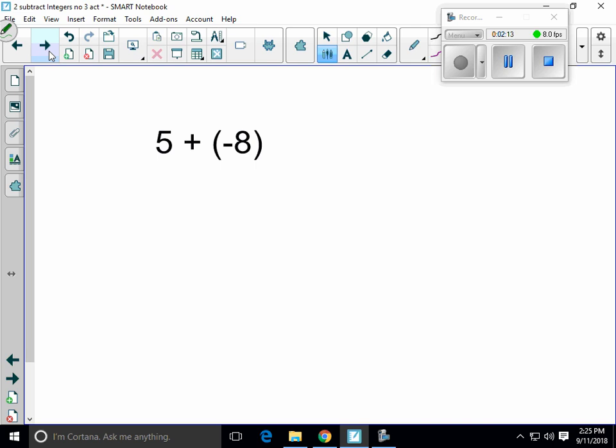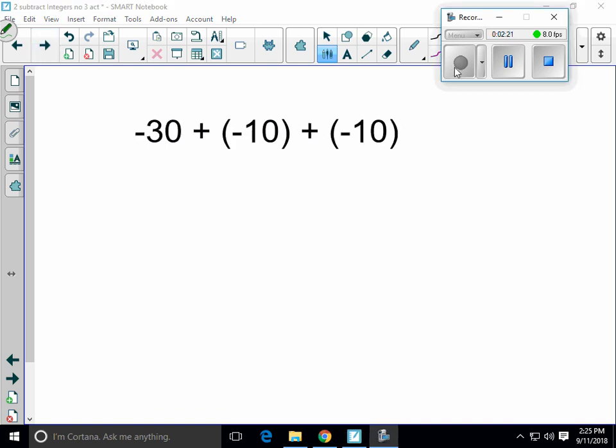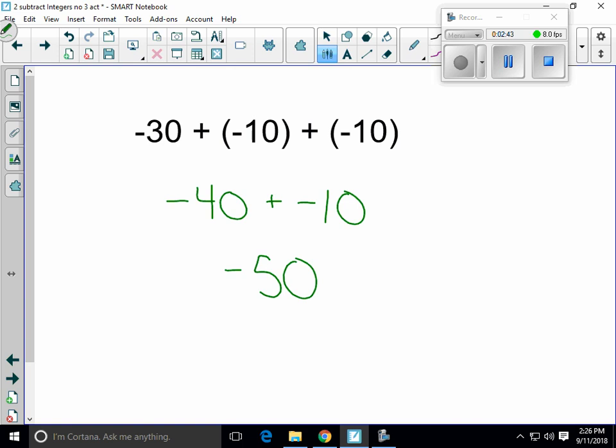5 plus negative 8. What is the answer to this one? Negative 3. Okay, and we'll do 3 more that have 3 numbers. Okay, so let's do negative 30 plus negative 10 plus negative 10. You can do 2 at a time. So the first 2, if I add them, I get negative 40. And then negative 40 plus negative 10, same signs, add them and keep the sign. Or you could have done that in the beginning if you notice that they're all negatives. You could have added all those numbers and kept the negative sign.